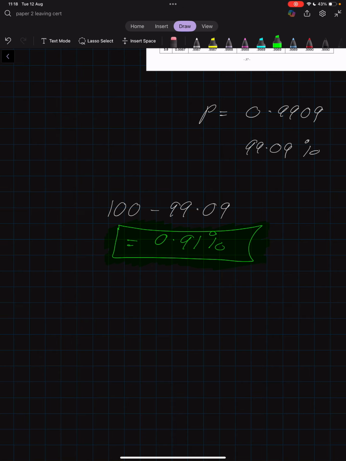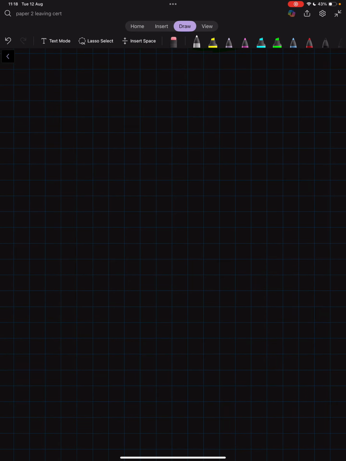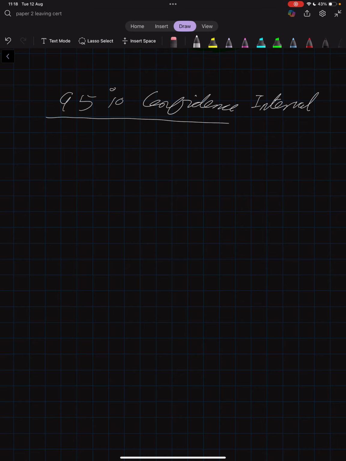Okay, so the next one I want to do is a confidence interval. So confidence intervals. Basically, typically you do a 95% confidence interval. Okay, so that's typically what goes on.